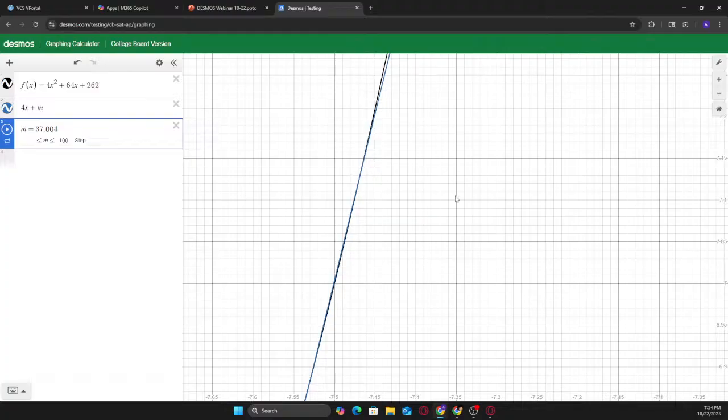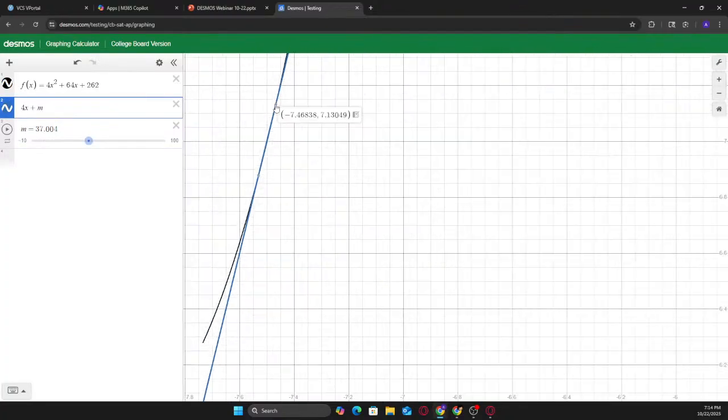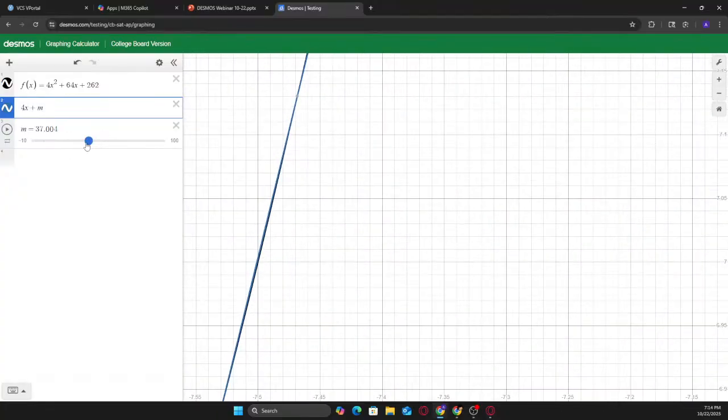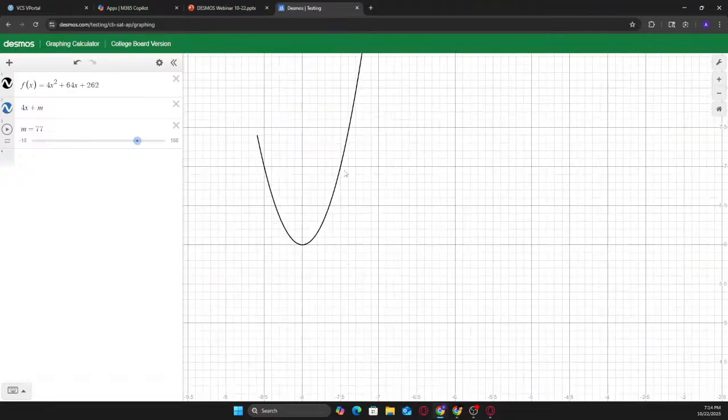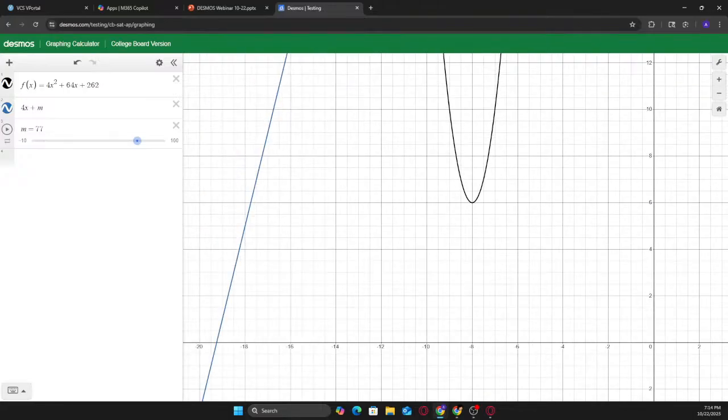Okay, 0.4. I think that's okay. That's one solution right here. All right, we found one. Nope, never mind. Basically, you can use the slider to just approximate. Yeah, I think it was 37 though. So we're gonna look at another case.